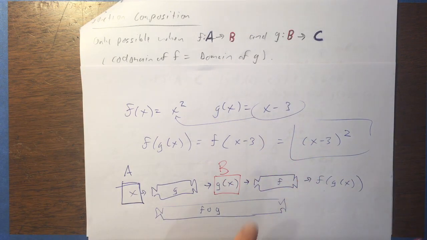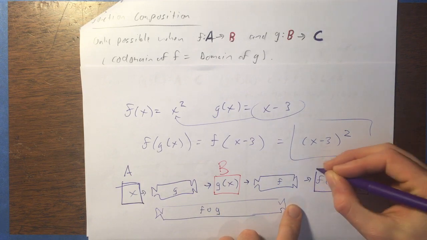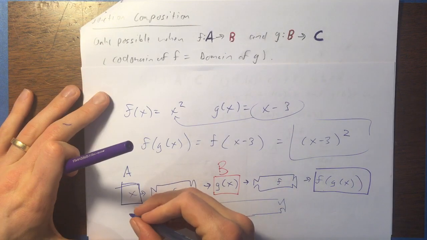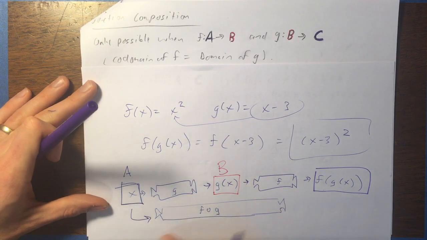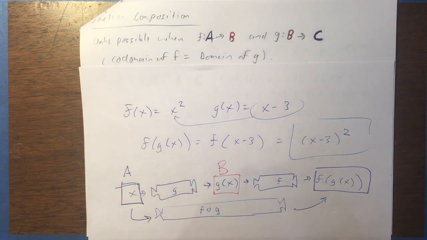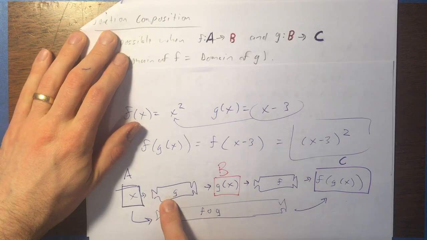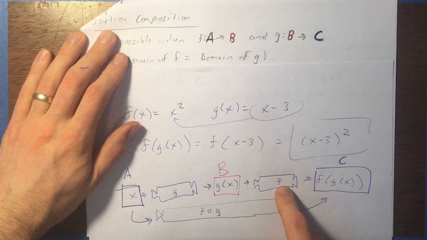Then F of X gives you outputs in possibly some other set. And now, when you compose them together, you're going to put in things from set A, and you're going to get out things from set C. I meant to write C over there. So it's going to bypass B entirely. But the outputs of G need to be valid inputs for F.